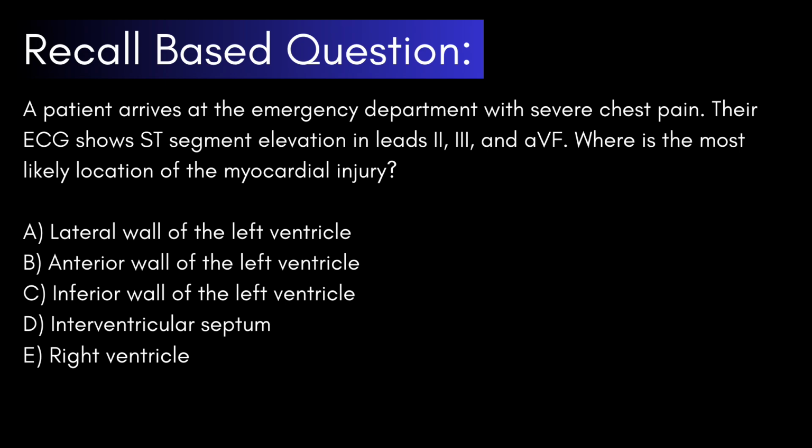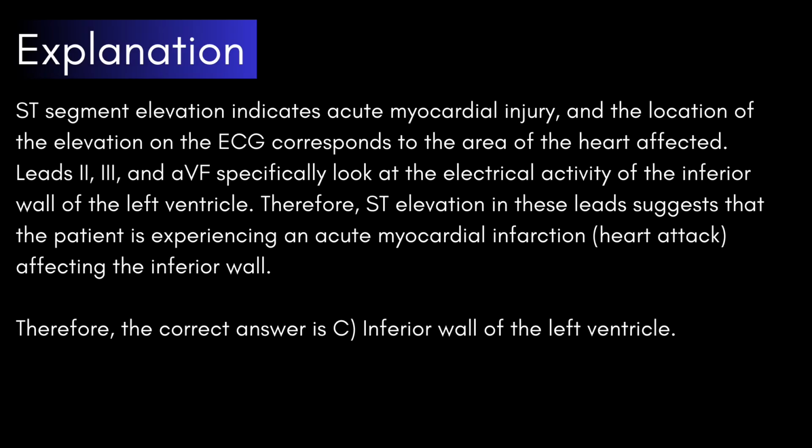Otherwise, moving on now. ST segment elevation indicates acute myocardial injury, and the location of the elevation on the ECG corresponds to the area of the heart affected. Leads 2, 3, and AVF specifically look at the electrical activity of the inferior wall of the left ventricle. Therefore, ST elevation in these leads suggests that the patient is experiencing an acute myocardial infarction, heart attack, affecting the inferior wall. Therefore, the correct answer is C, inferior wall of the left ventricle.